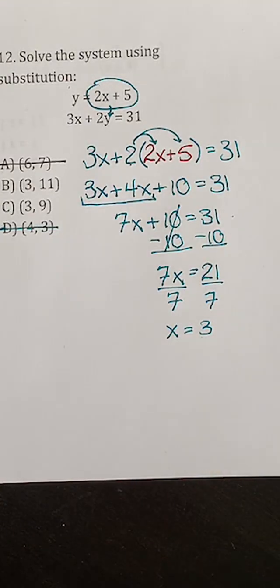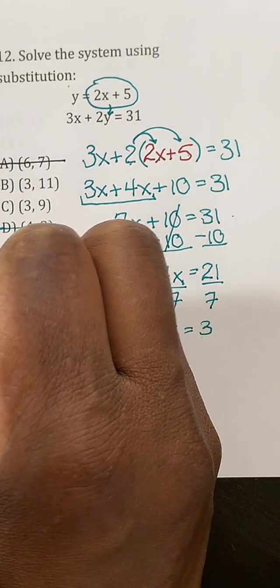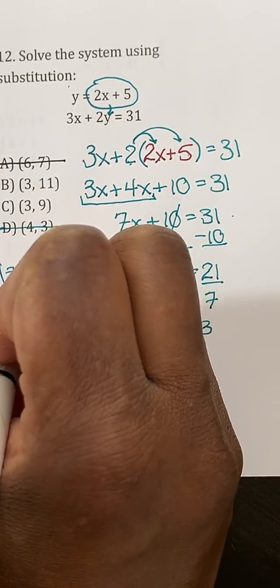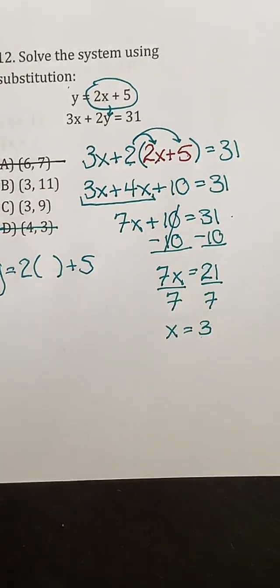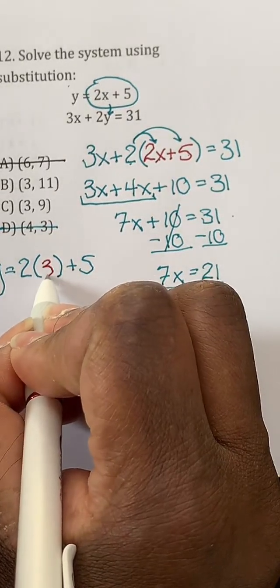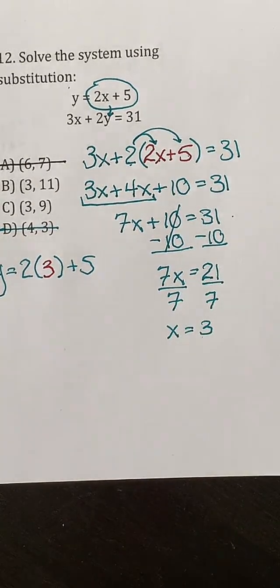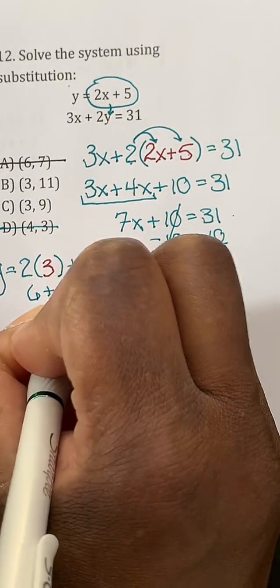But then I can substitute that 3 back in. Do you see how this is a lot of steps, right? Then I can substitute this y equals 2x, but instead of an x, I'm going to take my answer of 3, and now I got 2 times 3, which gives me 6, and 6 plus 5 gives me 11.